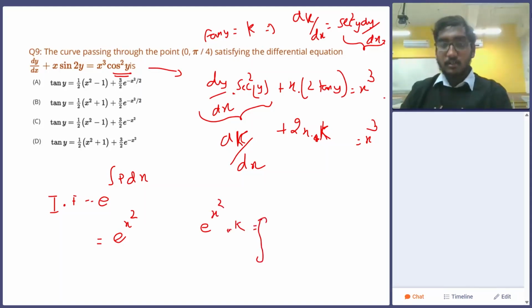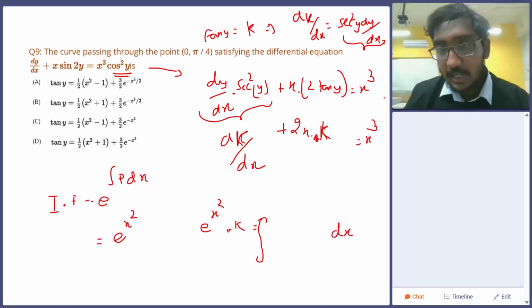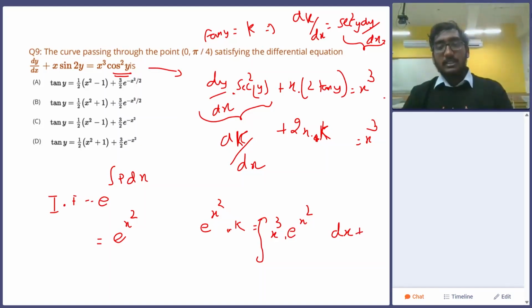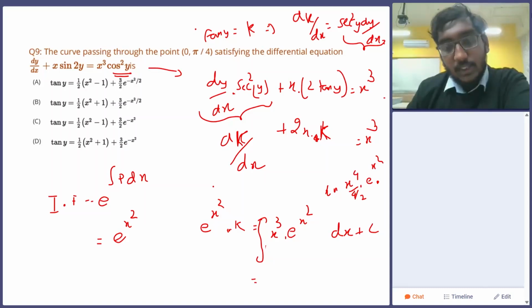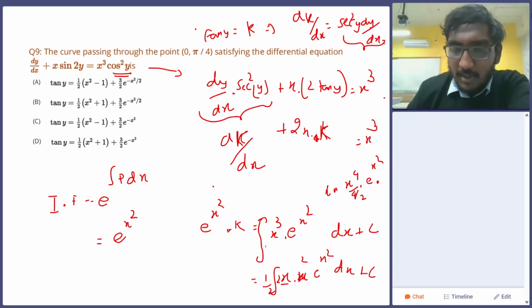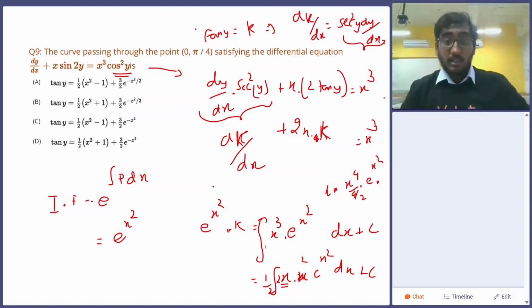Integral dx, right? What is Q? It is x cube into e power x square, correct? Plus some constant, okay? This is how the integration has to be done. So to proceed with this integration, you can write it in this way: x into x square into e power x square dx, right? Plus c. So you just put x square as t. What will be dt? You just multiply and divide by half. The 2x dx will become dt. So the integral will be something like this, okay?